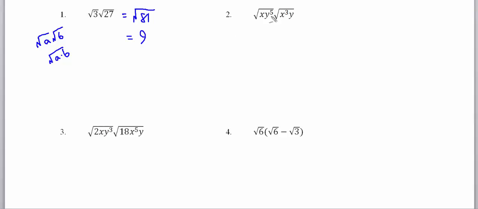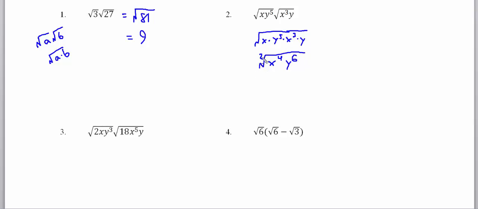So in problem 2, we're going to use the same principle here. We're going to combine this all under one radical: x times y to the 5th times x cubed times y. If I combine all of these together in like terms, I've got x times x cubed, which gives me x to the 4th, and I have y to the 5th times y, which gives me y to the 6th.